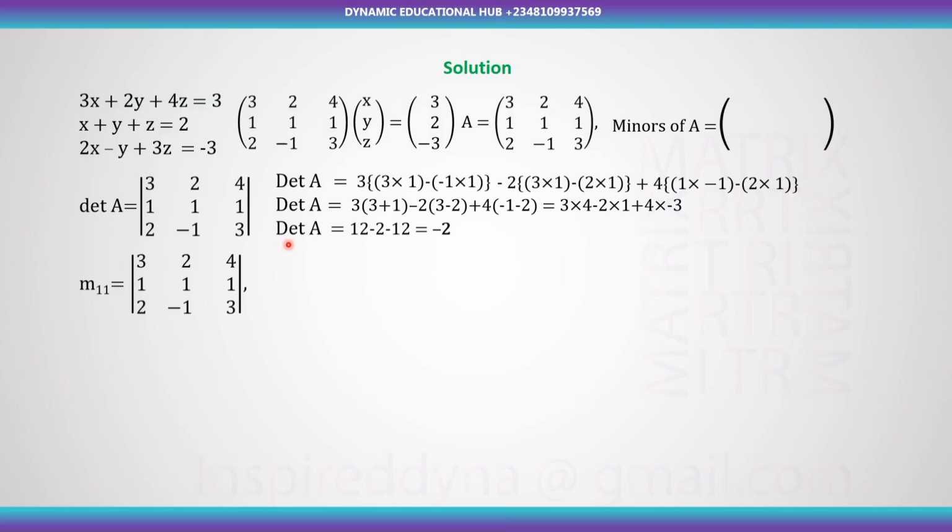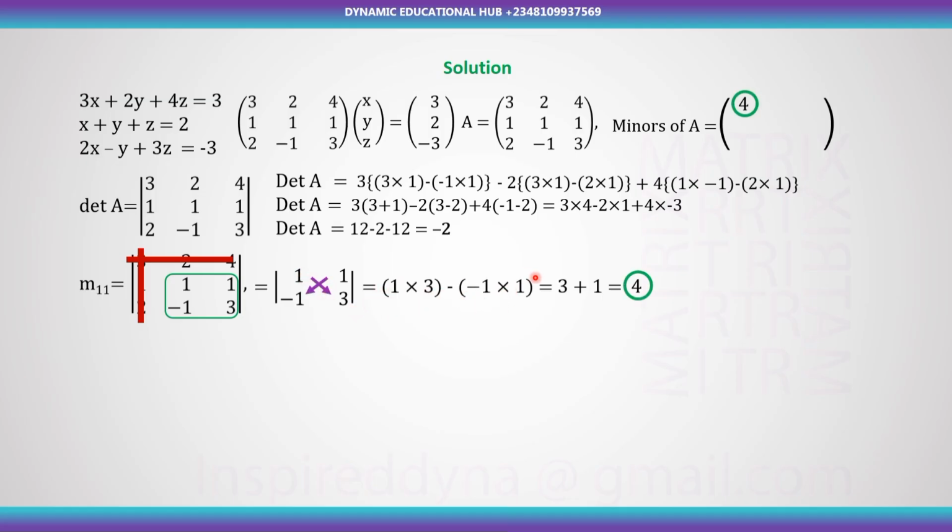Now minor 1 1, so I'll be very fast with minor 1 1. What are we doing? Delete the first row, first column. You are left with this. Let's find the determinant. That will give us 1 multiplied by 3, minus 1 multiplied by 1, and that will give us 3 plus 1. You solve this, it becomes 3. You solve this, it becomes plus 1. 3 plus 1 is 4, and that is why we have 4 here.